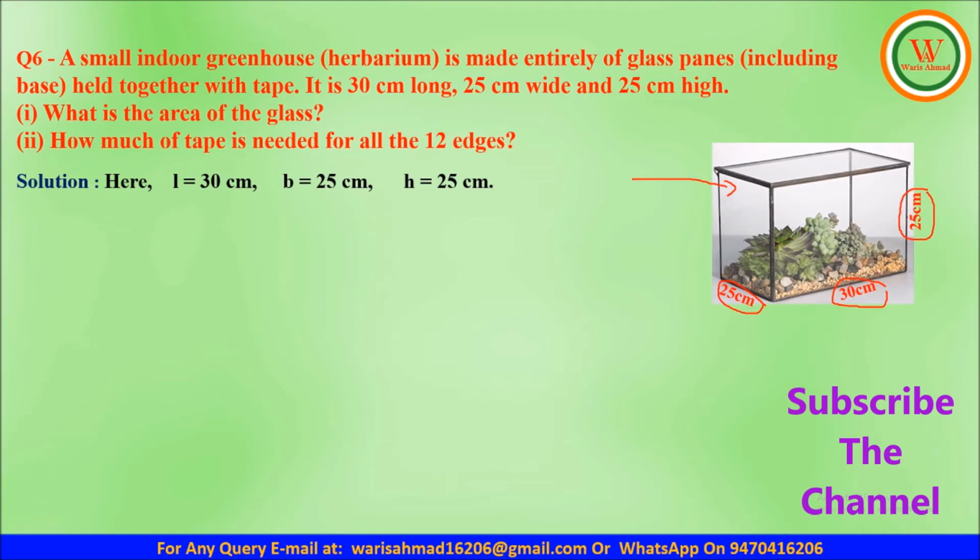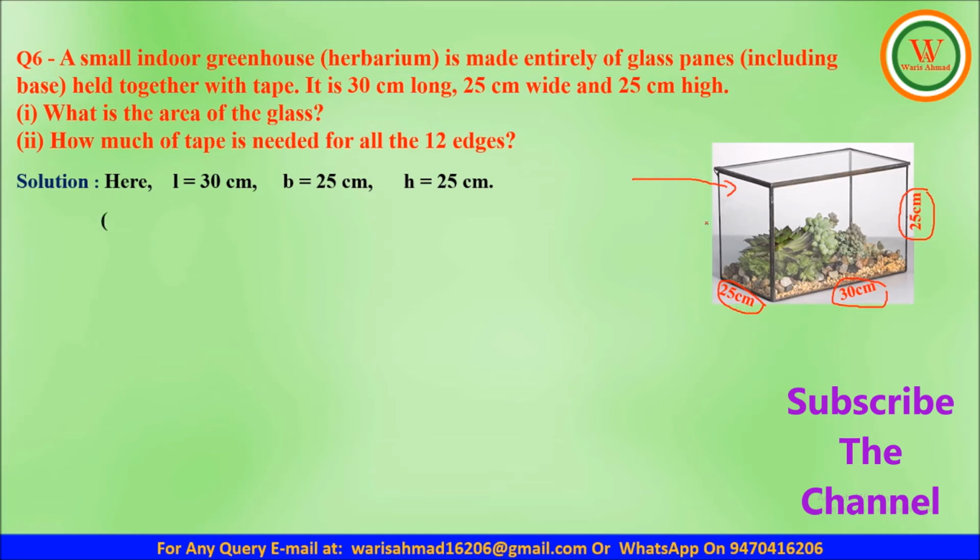Now let us see the very first question. In the very first question, it is given: what is the area of the glass needed to make this greenhouse? Since this greenhouse is closed and it contains all the 6 surfaces, or we can say 6 faces, here we have to find out the total surface area of this greenhouse.